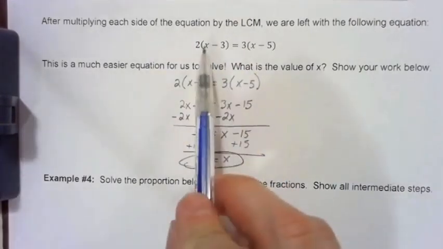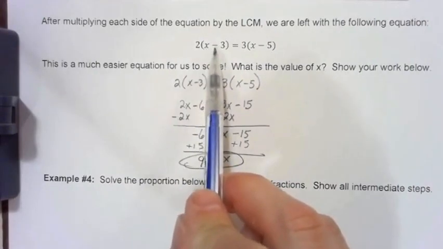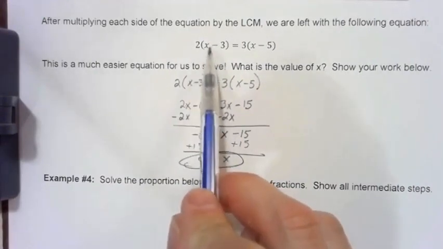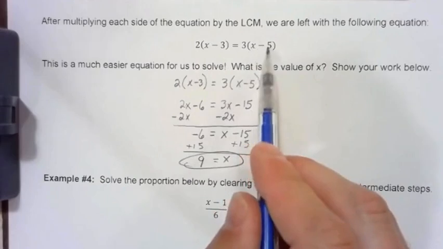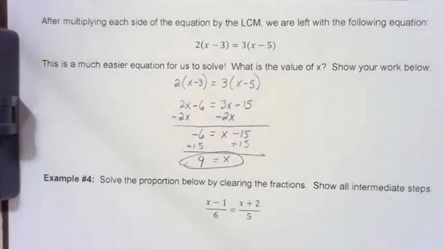It's very easy for us to check if we put 9 here. 9 minus 3 is 6. 2 times 6 is 12. 9 minus 5 is 4. 3 times 4 is 12. The equation works. So again, by clearing the denominators of our original problem, it turned into an equation that is much easier to solve. So if you want to try to clear those denominators, try to figure out what's the least common multiple of your denominators.